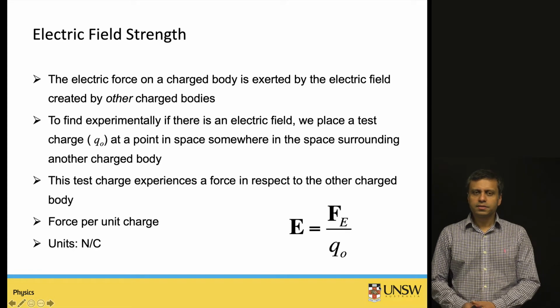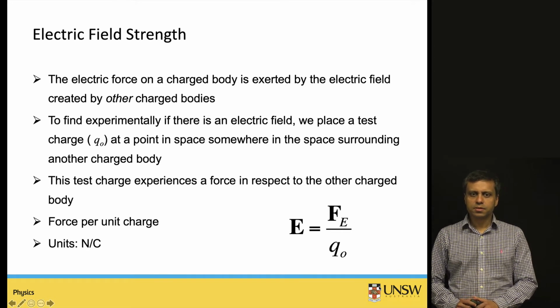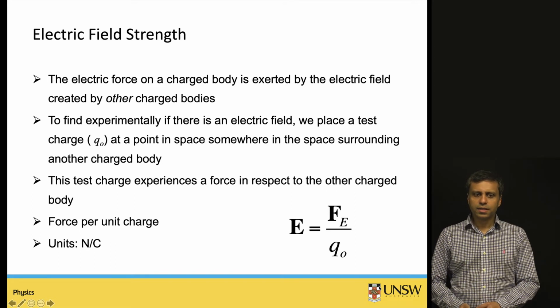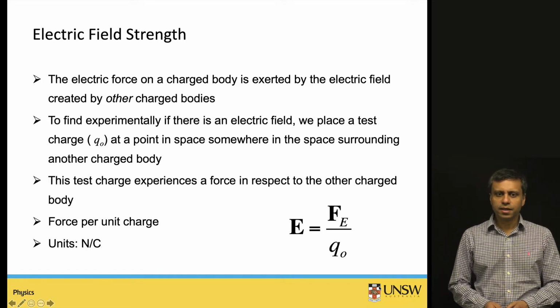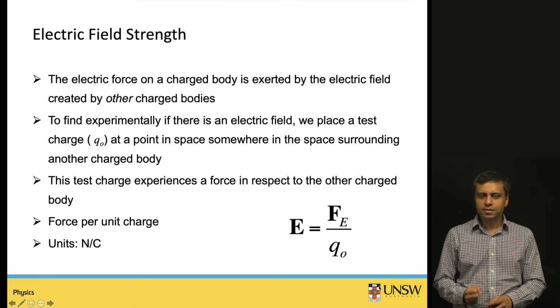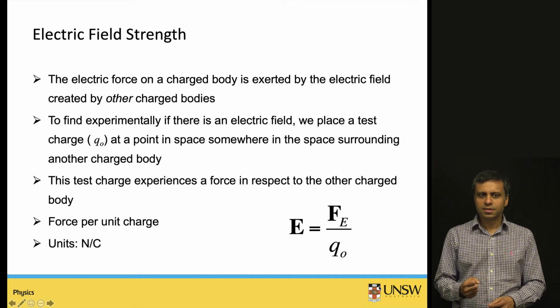So how do we define the strength of this electric field? It is defined as force experienced by a test charge divided by its charge. So it's force per unit charge. It has the units of Newton per coulomb. If I have a source charge that generates an electric field and I bring a test charge of magnitude q naught close to it, then suppose this test charge experiences a force F on it, then the electric field will be given by this force divided by q naught.